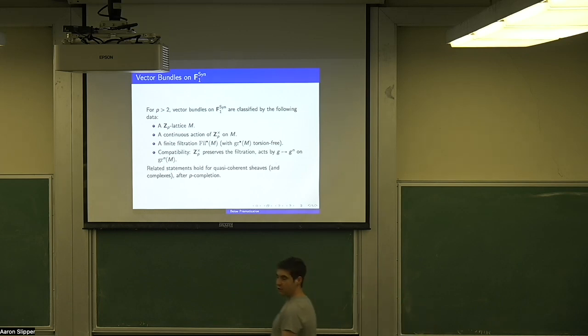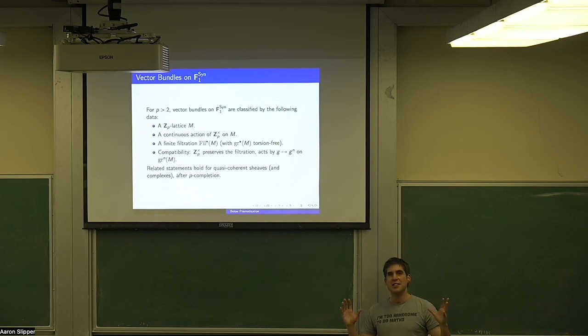And well, I said this for vector bundles, there are related statements you can make for quasi-coherent sheaves and quasi-coherent complexes, at least up to p-completion. But, no, I said p is greater than 2. Definitely the related statements will be false when p is equal to 2. I don't know about the vector bundle piece. The fact that this is a sensible thing to do when p is equal to 2 is a relatively new piece of information.